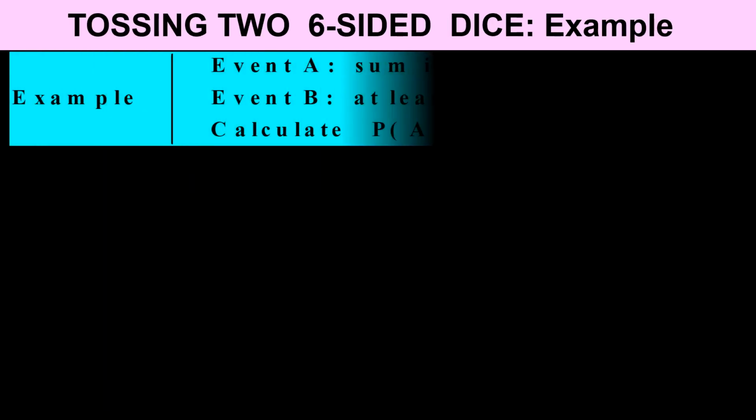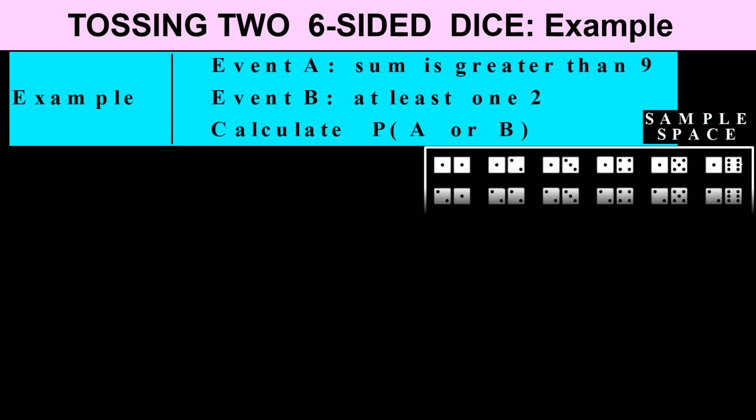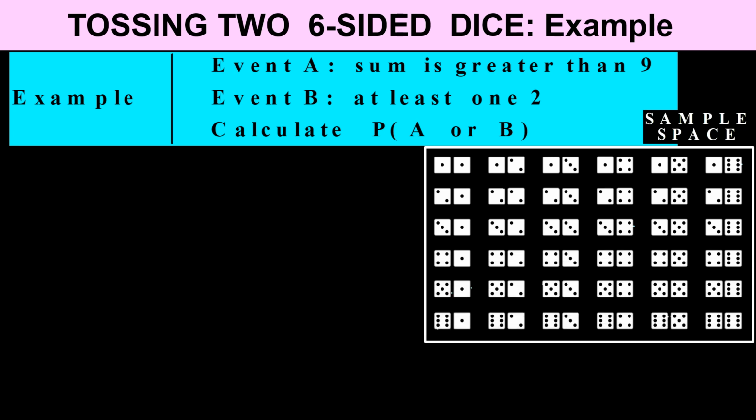Now let's consider an example of applying the sum rule. So we're going to look at the case where two six-sided dice are tossed. Event A would be a sum greater than 9. Event B would be getting at least 1, 2. So let's get our sample space. There's our sample space. It consists of 6 times 6, which is 36.